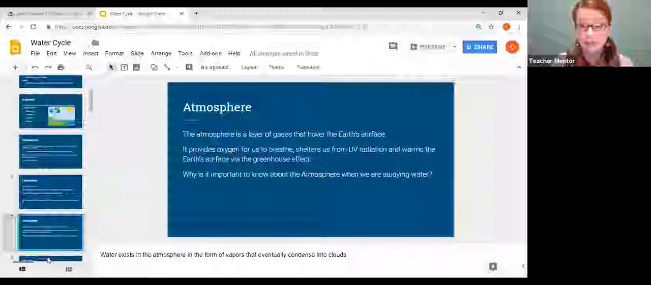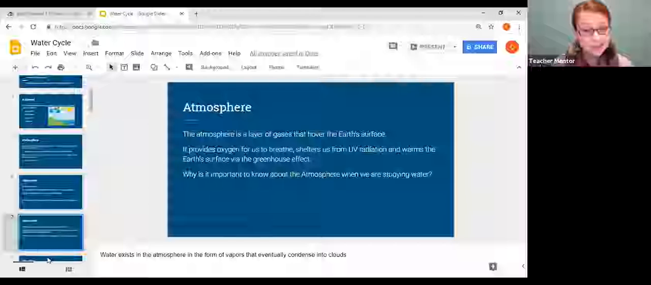Next, we have the atmosphere. The atmosphere is a layer of gases that hover the Earth's surface. And the atmosphere is very important because it provides oxygen for us to breathe. It shelters us from the harmful UV radiation and protects us by the greenhouse effect, protects and warms us.